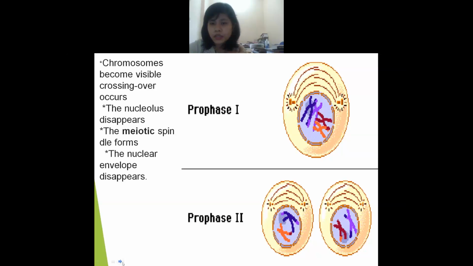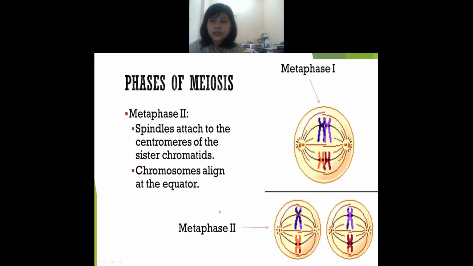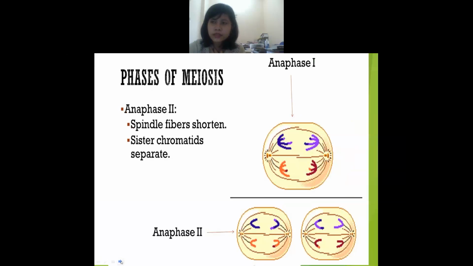Then again, these chromosomes will start appearing. So all these things will occur. And again, in metaphase 2, same thing, the spindle fibers will be attached to the centromere, which will be at the equator. This one.